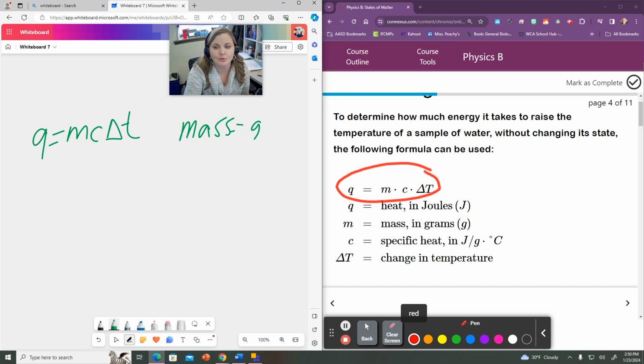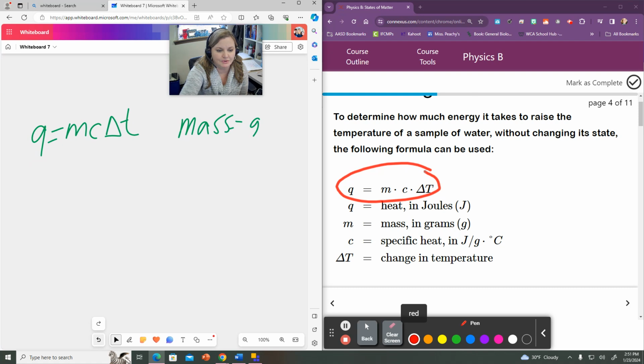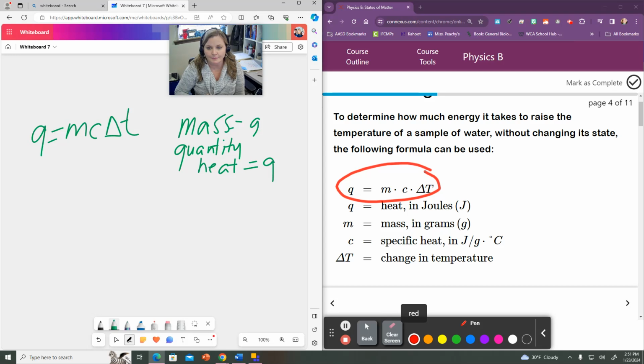Our little q represents the quantity of heat. So I know it seems weird that q is actually joules, but q, so the quantity, it's just wild. That's our q. M, oh, I did that already.